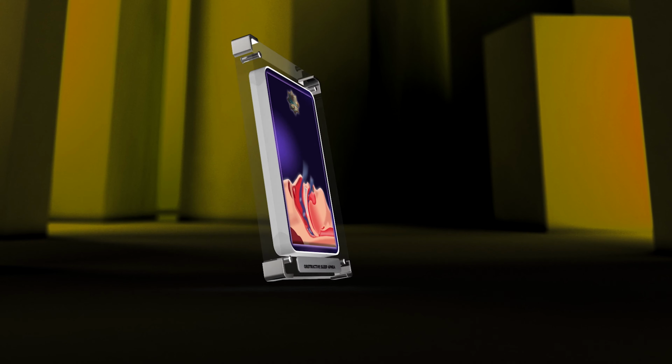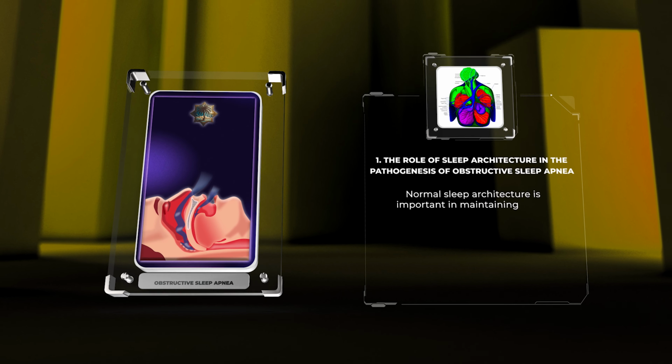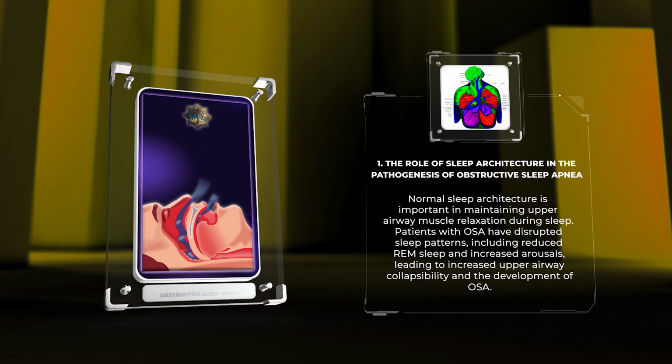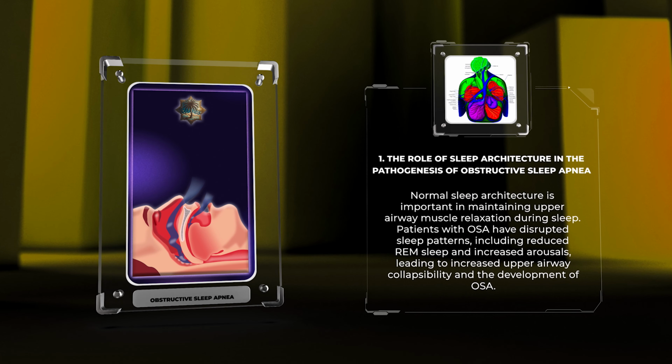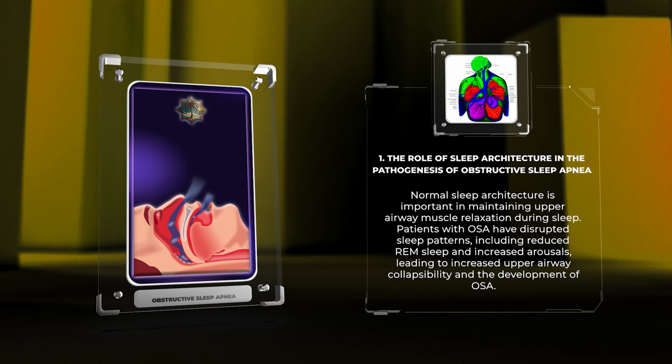Normal sleep architecture is important in maintaining upper airway muscle relaxation during sleep. Patients with OSA have disrupted sleep patterns, including reduced REM sleep and increased arousals, leading to increased upper airway collapsibility and the development of OSA.